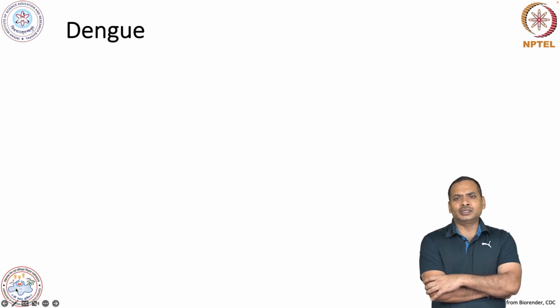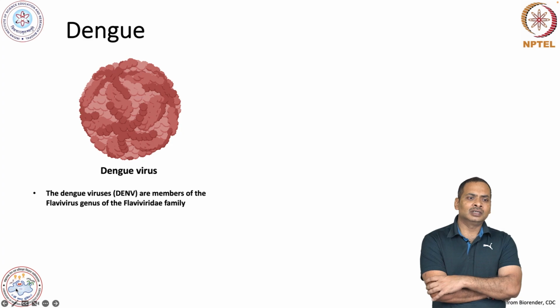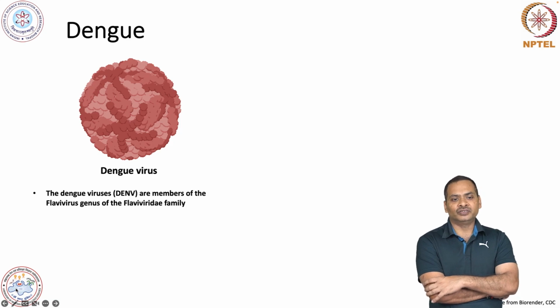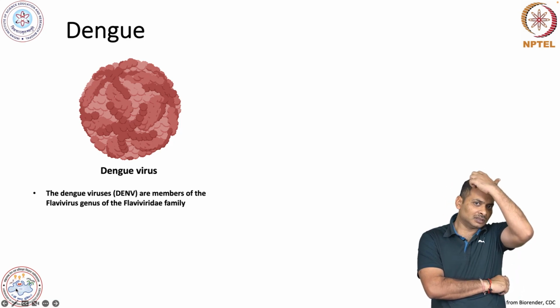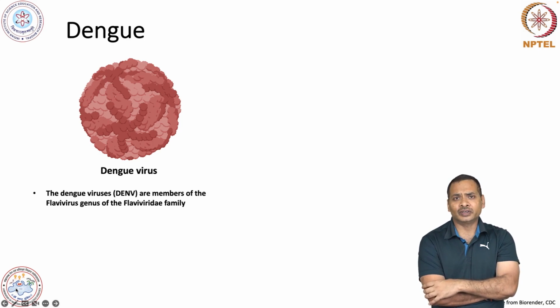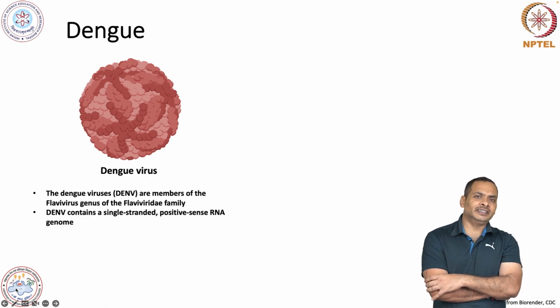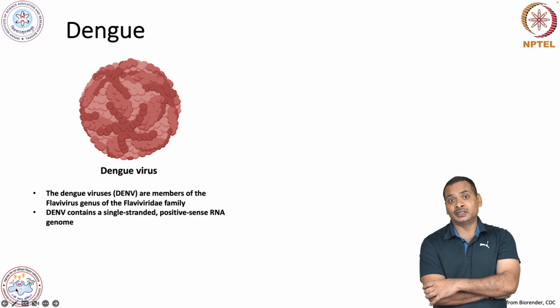So, how does this virus look and what kind of features does it have, let us look at. The dengue virus is a member of the Flaviviridae family, and its genus is Flavivirus. The dengue virus contains a single-stranded positive-sense RNA genome.